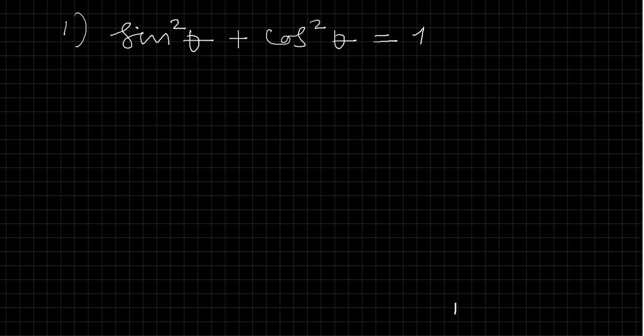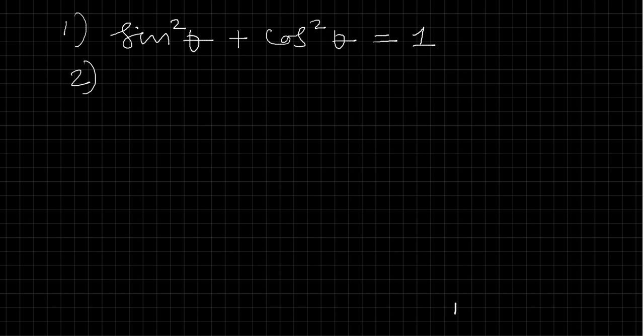Hi, in this session, we will try to work out a problem based on the trigonometric identity. Before we go into the problem, let us first define the basic trigonometry identities which we know. The first one is the fundamental trigonometric identity, which is sine square theta plus cos square theta is equal to 1. This is a basic fundamental trigonometric identity.